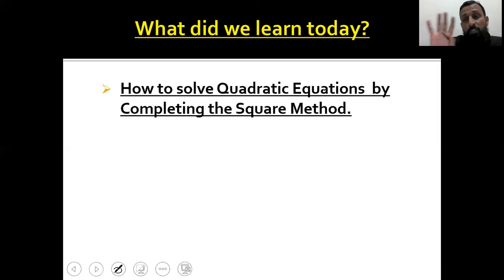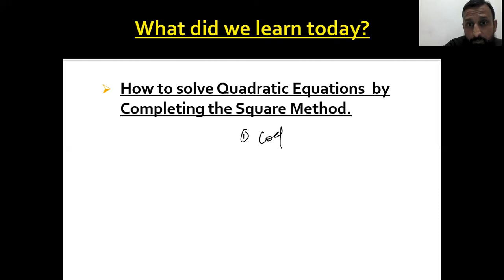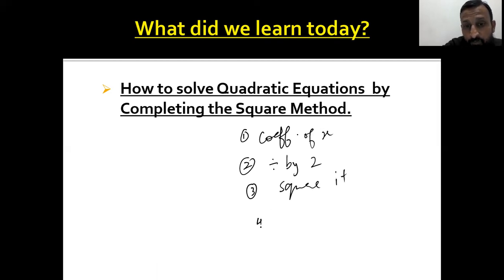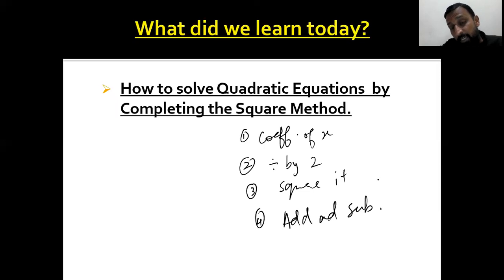There are 4 steps in completing the square method. What is the first step? Take coefficient of x, right? Number 2, divided by 2. Step number 3, square it. Step number 4, add and subtract it from the given expression that is given to us.